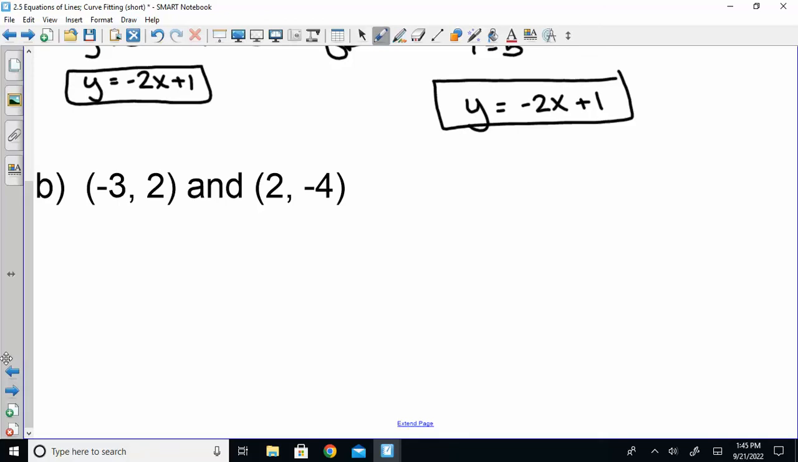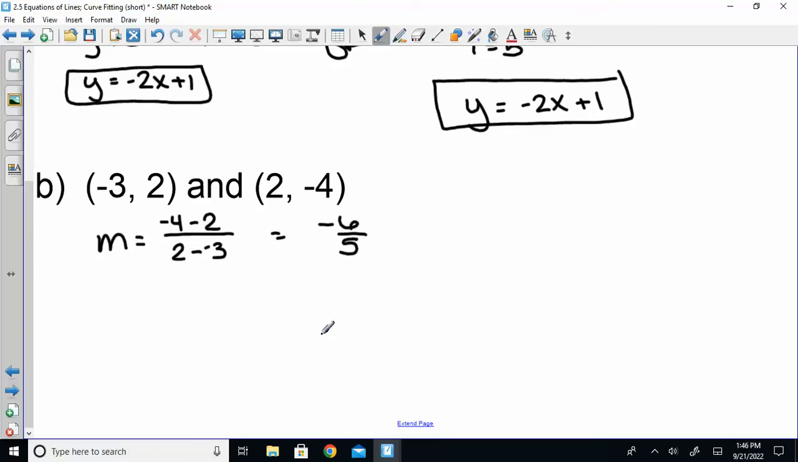B. What do we need to do here? So slope, y sub 2, so negative 4, minus y sub 1 is 2, over x sub 2, which is 2, minus x sub 1, which is negative 3. So we get negative 6/5.